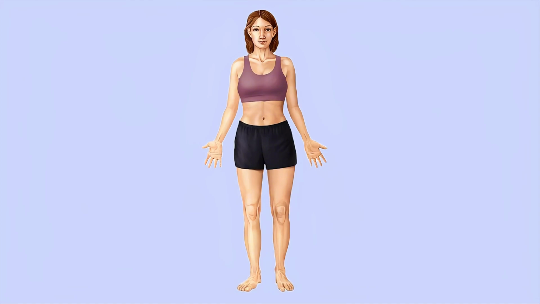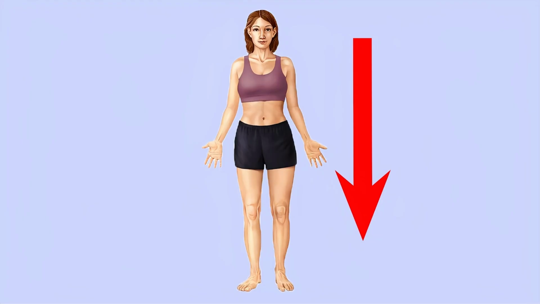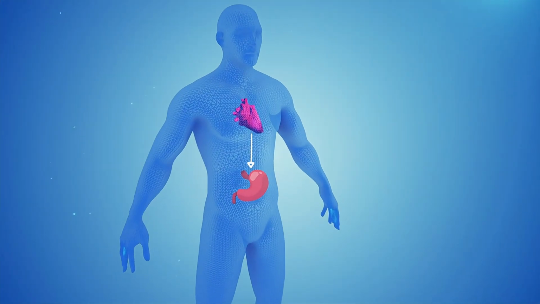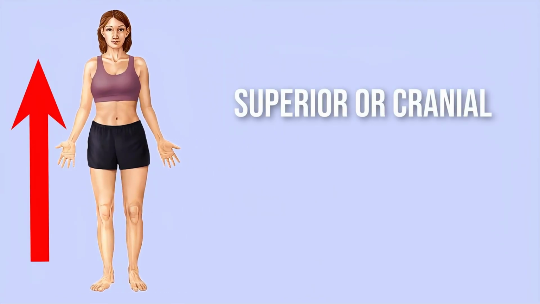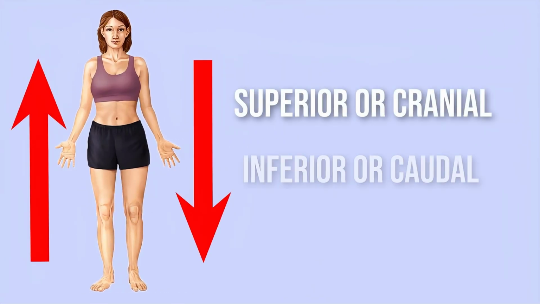Superior. Superior means towards the head or above. For example, the head is superior to the abdomen. Inferior. Inferior means towards the feet or below. For example, the stomach is inferior to the heart. Sometimes the word cranial is used instead of superior, and caudal is used instead of inferior.